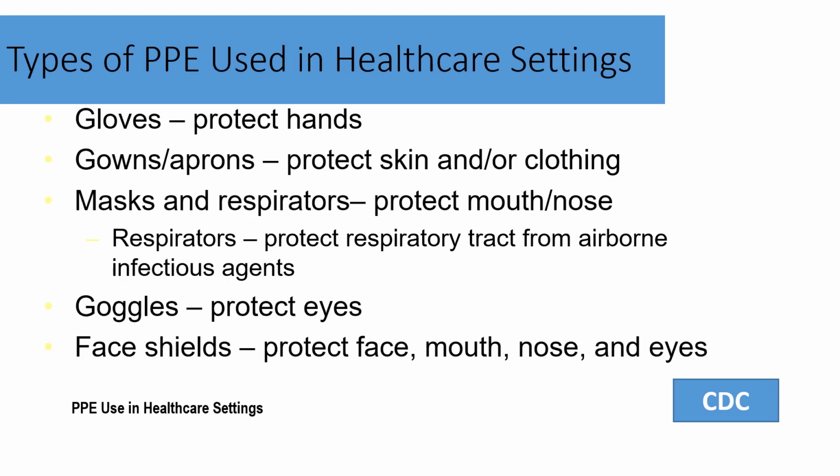The types of PPE in the healthcare setting include gown, gloves, mask, respirator, goggles, and face shields. We'll see the details about PPE in my next session.